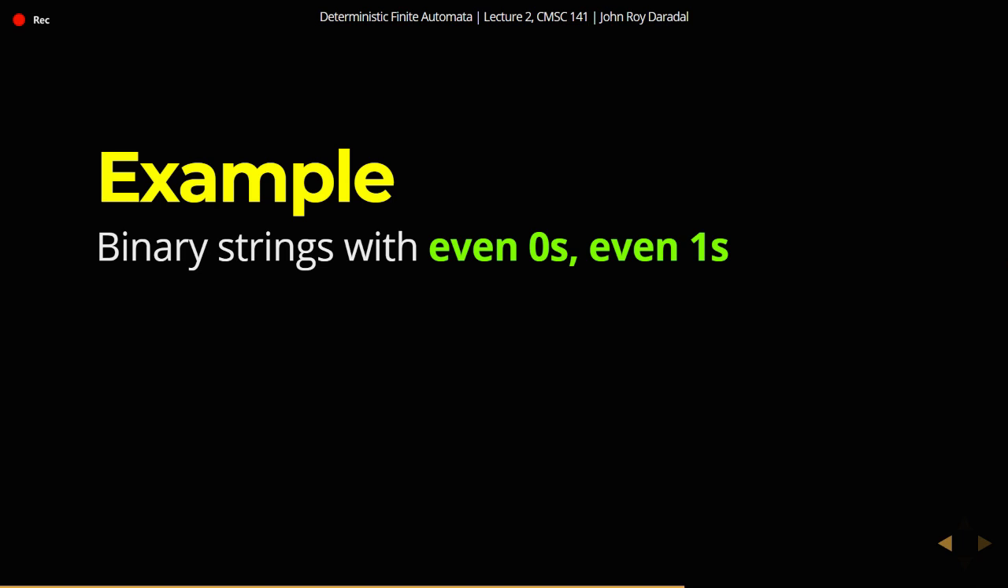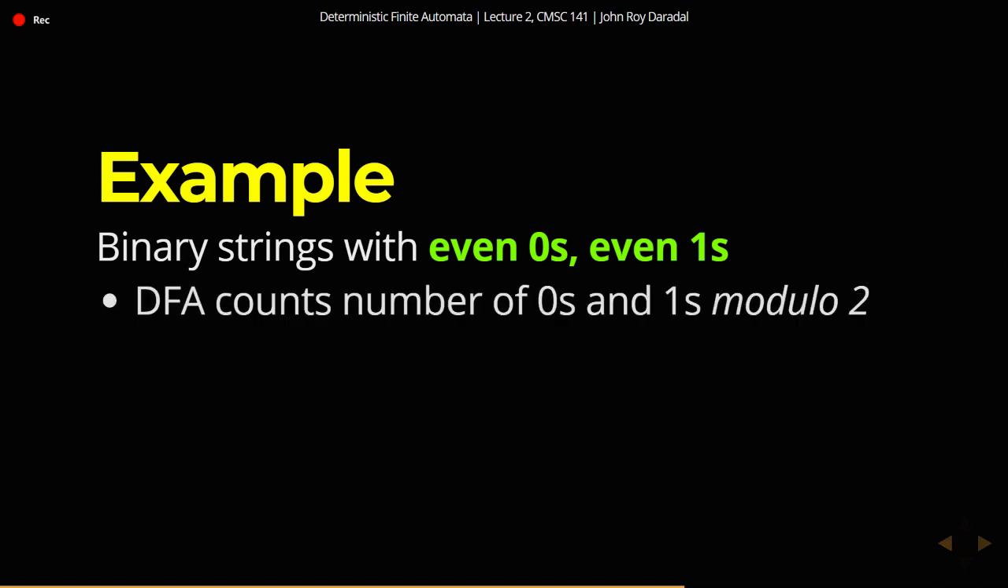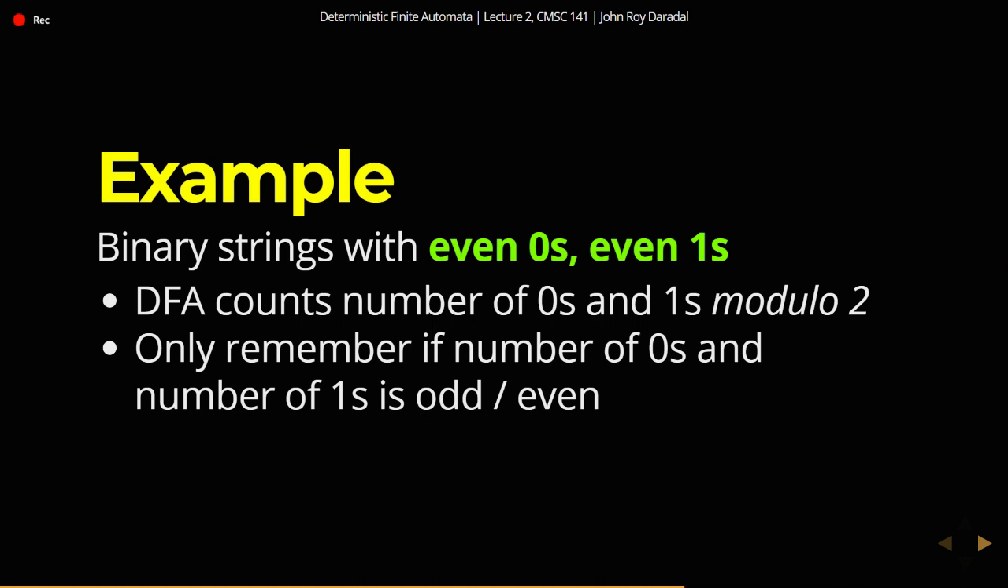Now, in this example, what we are doing is the DFA counts the number of zeros and ones modulo 2. So it doesn't really count the exact number of zeros and ones. It only counts it modulo 2, so whether even or odd. Okay, so it only remembers if the number of zeros and number of ones is odd or even. Okay, so take note of that.